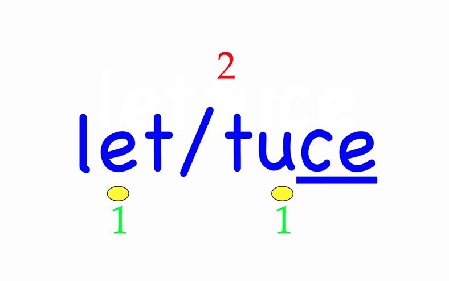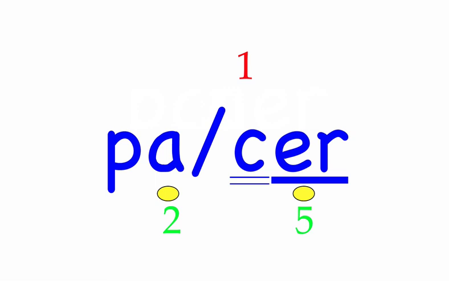Row 9, pacer. Pacer. The pacer car in the race stayed in front of all the other cars. Pacer. First syllable pay, two sounds. P, A. Sir, two sounds. S, er. Pay, sir. Mark the word. Pay, sir.